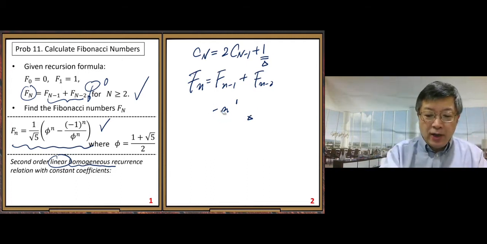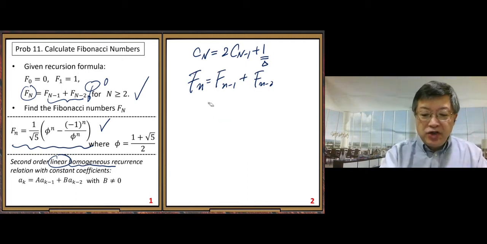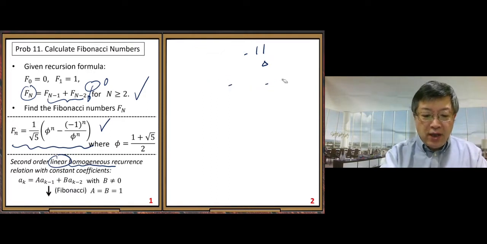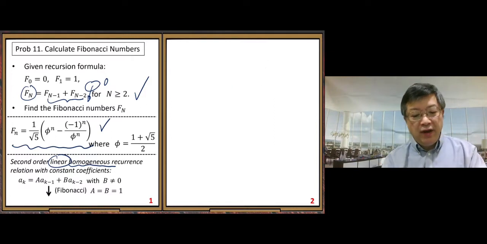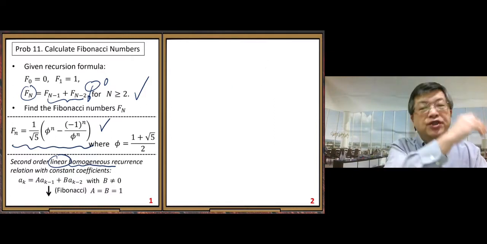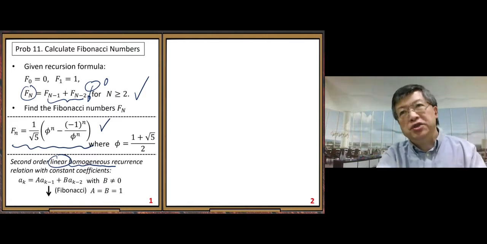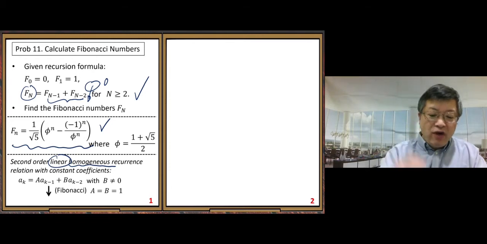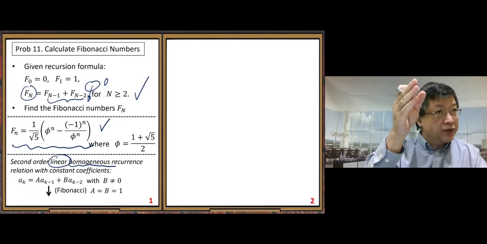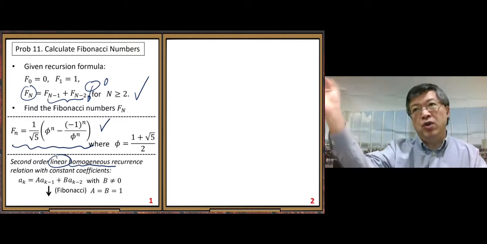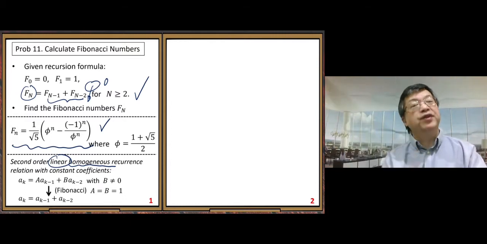All right, so now you can see the general function format like this. B cannot be 0, because if b equals 0, then it becomes a first order homogeneous linear recurrence relation. For our Fibonacci problem, a very simple case: a equals b equals 1. So we have this. Now let's try to solve it.